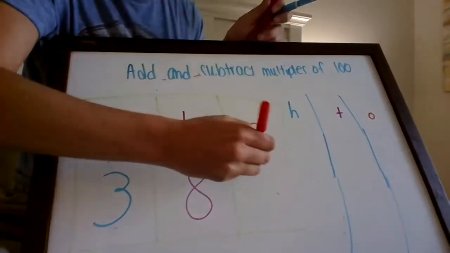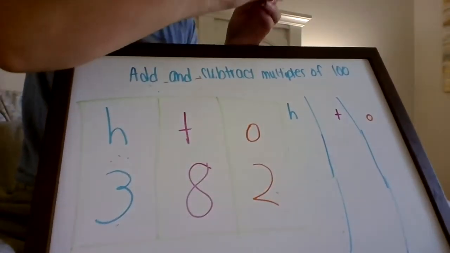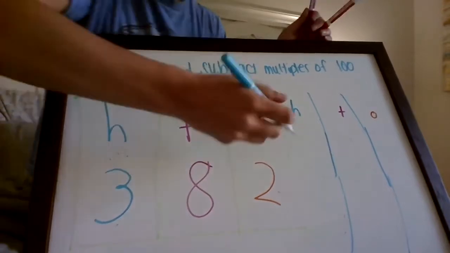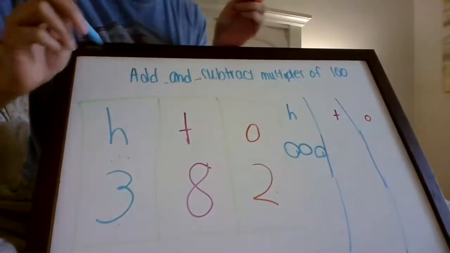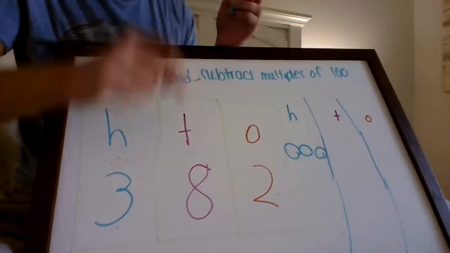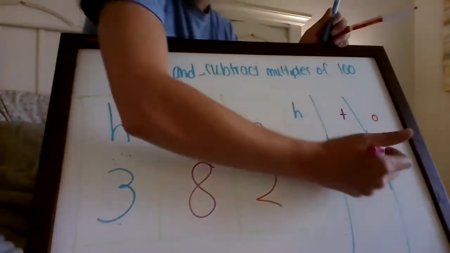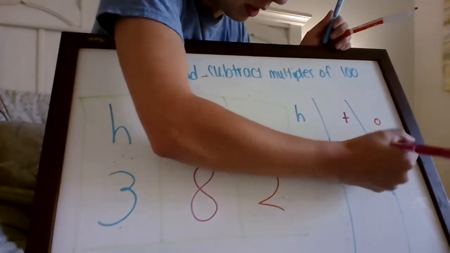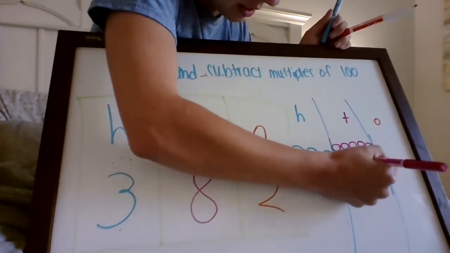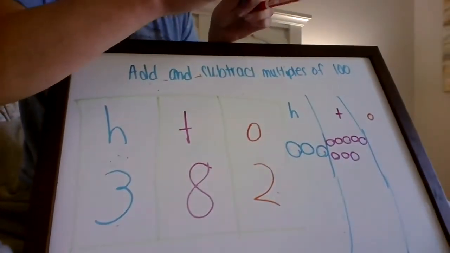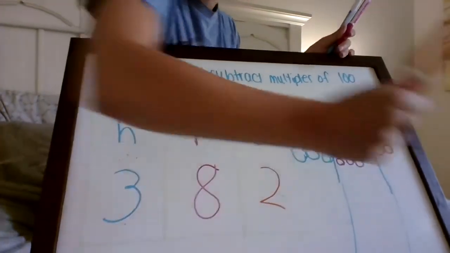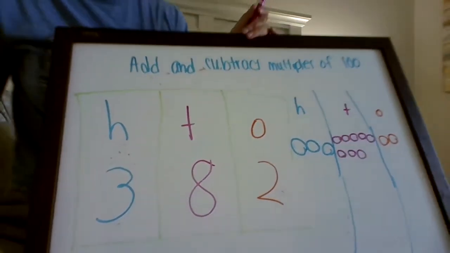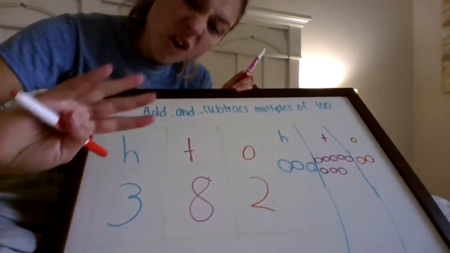382. How many hundreds should we draw? 3, because it says it right here. 1, 2, 3. Now, I'm not going to label them because I know they're in the correct column. How many tens should I draw? 8. 1, 2, 3, 4, 5, 6, 7, 8. Good. How many ones should I draw? 2. Good. 1, 2.